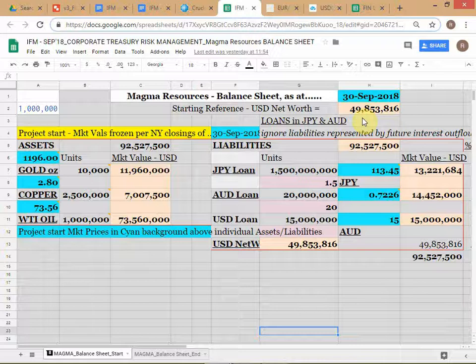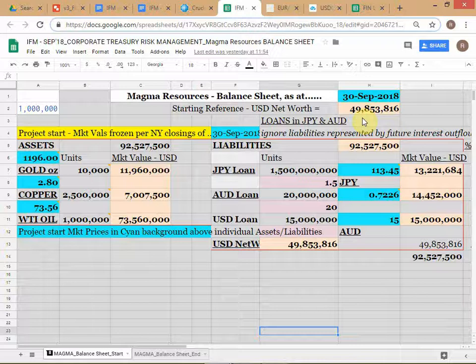But per se, a dollar loan at a first level is not a concern. But the moment you see liabilities, you're a dollar balance sheet person, and you look at liabilities and you see a yen loan, Aussie loan, immediately there's a red flag, okay? Because you have a currency risk, because there's a currency mismatch.